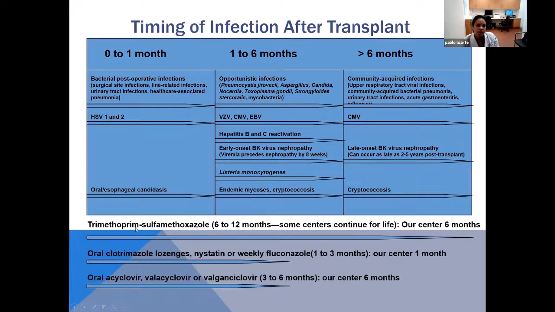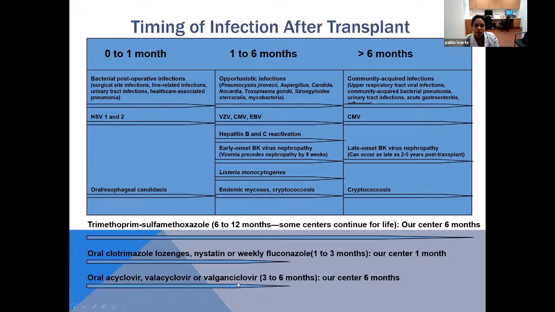If they have a contraindication because they're allergic to sulfa or because of hyperkalemia, we may use Mepron, atovaquone, or we may use Dapsone. For Candida prophylaxis, in our center we often use nystatin, but you can also use clotrimazole. We use fluconazole for patients who get a pancreas transplant, usually for 1 month. And then for CMV prophylaxis, if they're intermediate or high risk, they'll be on Valcyte for 6 months.